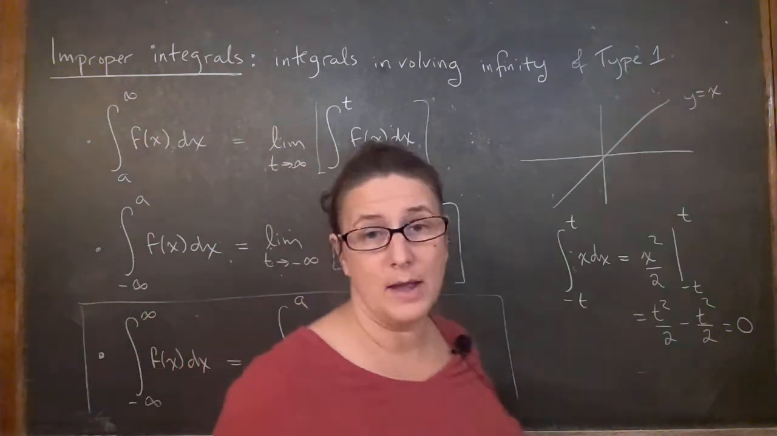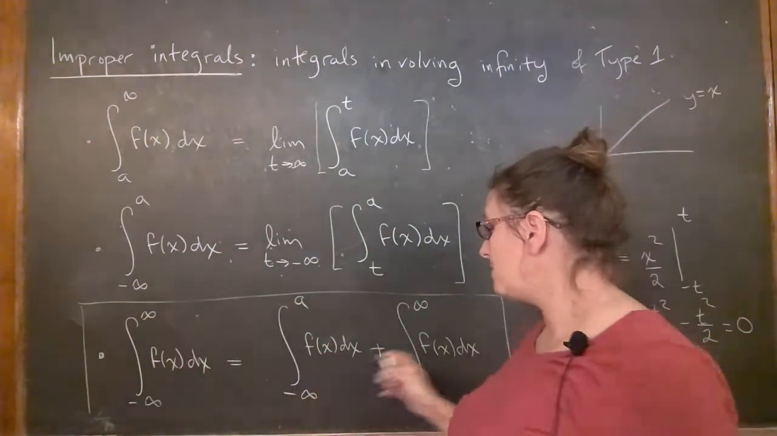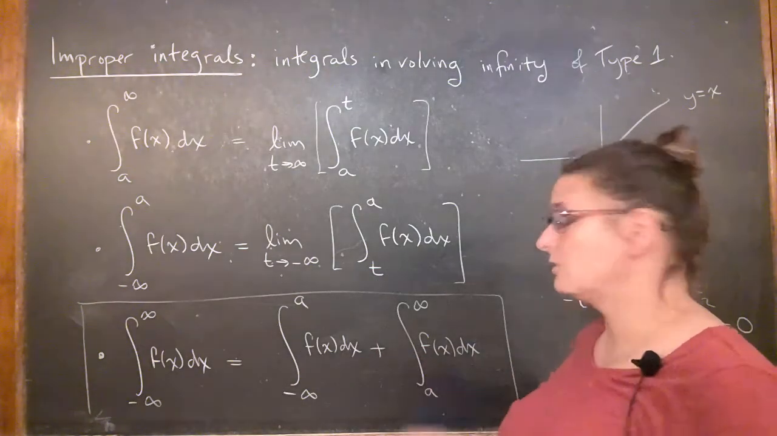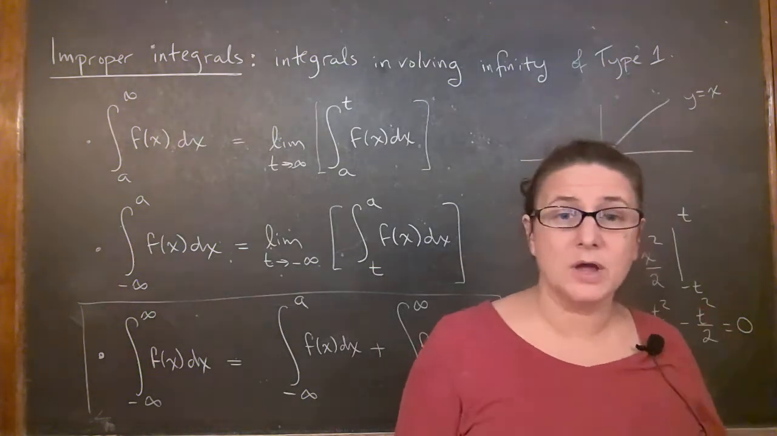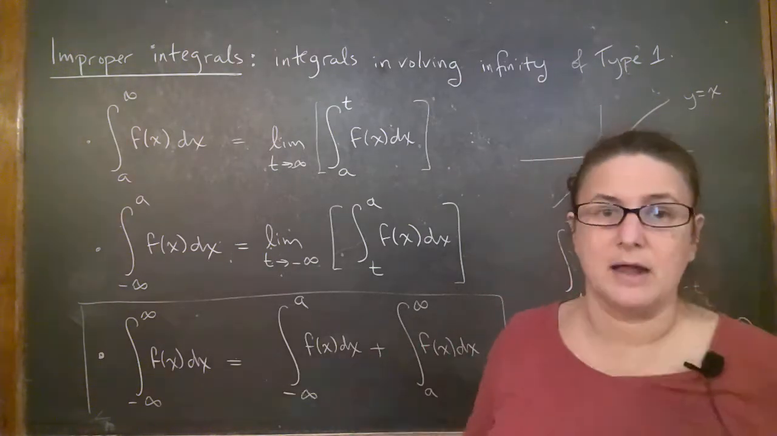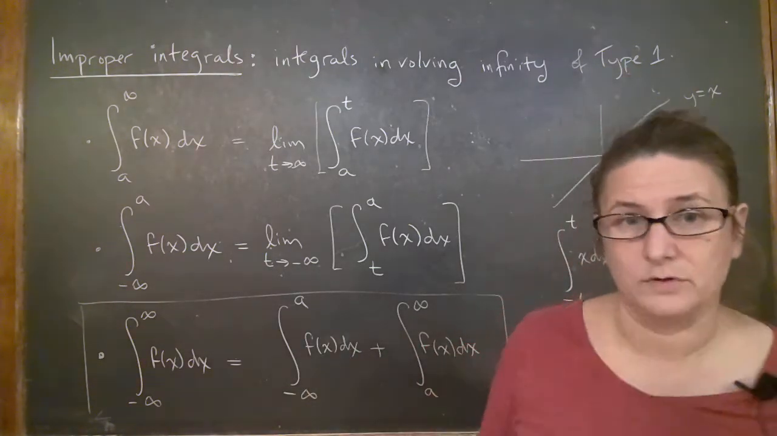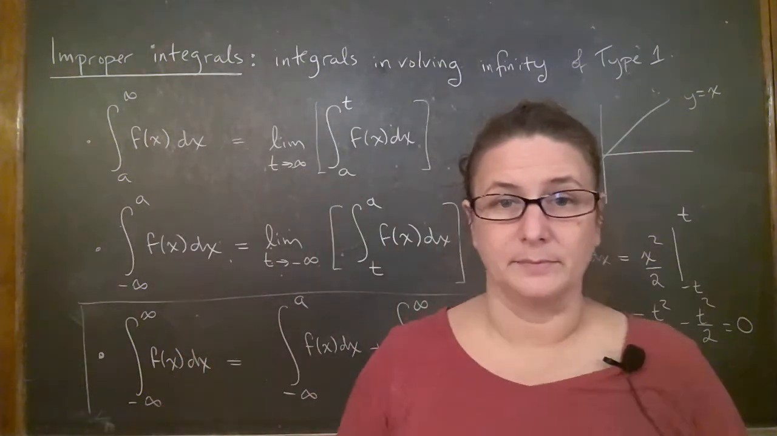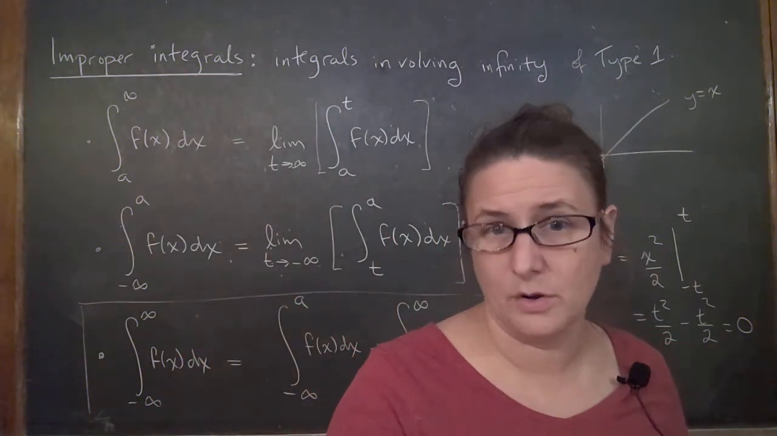And then, when you have broken it up, for this to converge, both of these integrals have to converge. If one of them diverges, then you're done. The whole thing diverges, even if the other one's good. All right. I'll make another video with some more examples.